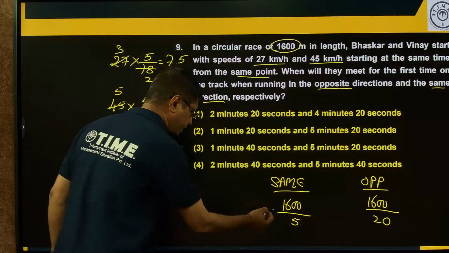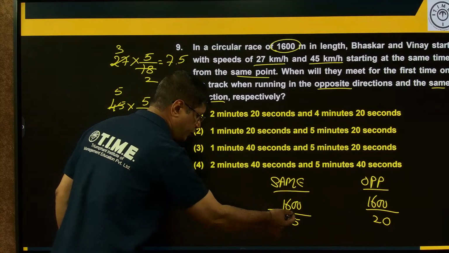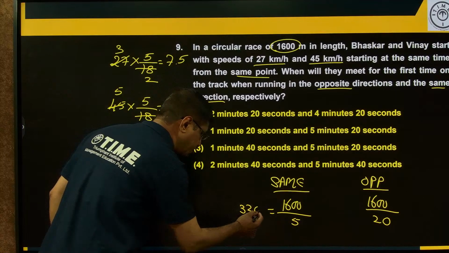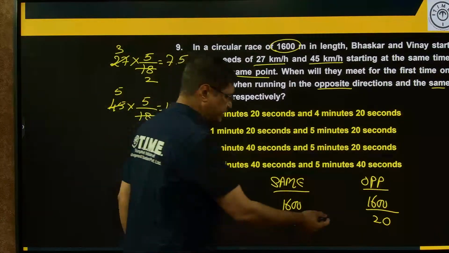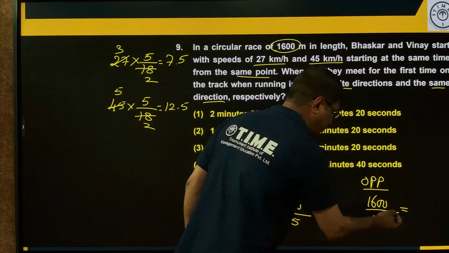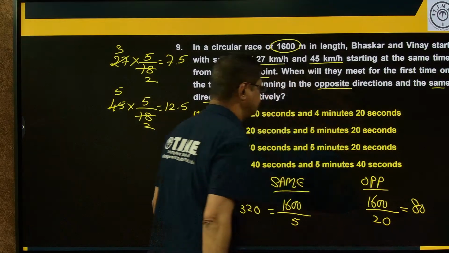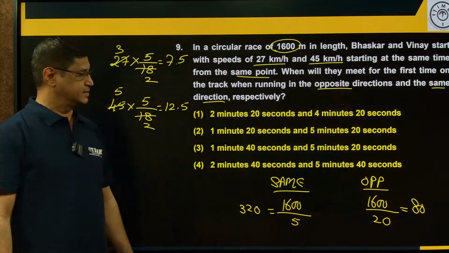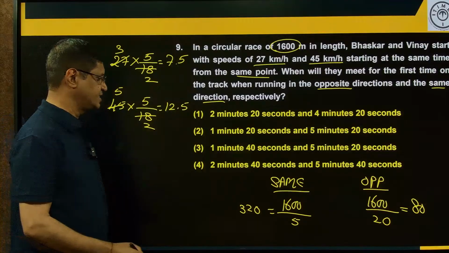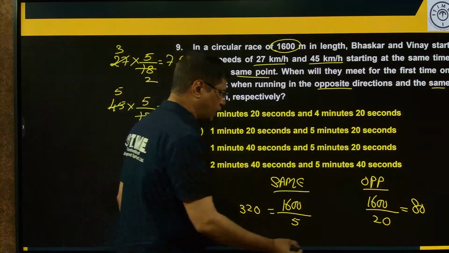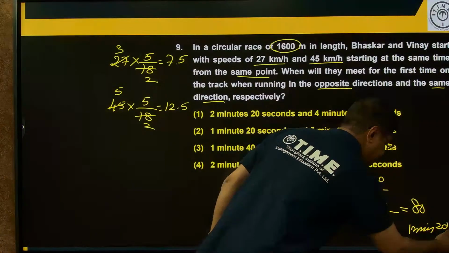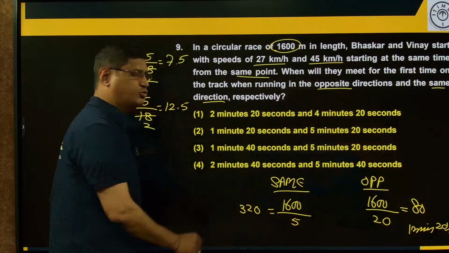Simplify. Now the result here: 5 goes into 20 four times, and 20 into 16 is 320. And what about the cancellation? 20 goes how many times here? 5 times. 5 times means 5 into 16, that is 80. So 80 seconds means 1 minute 20 seconds. What about 320?